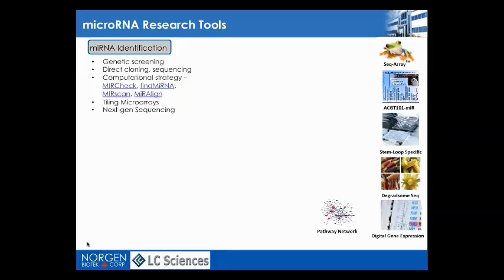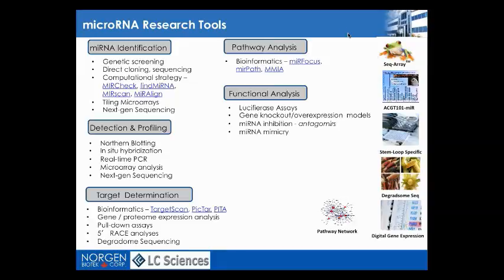So just to give you a brief overview about the different steps in microRNA research. First of all, of course, you have to identify your microRNA. So there are different options: genetic screening, direct cloning, and then sequencing. Nowadays, there are a lot of computational strategies, and really lots of different databases also online. Here are a couple of them listed.